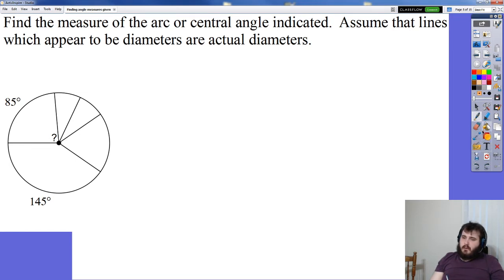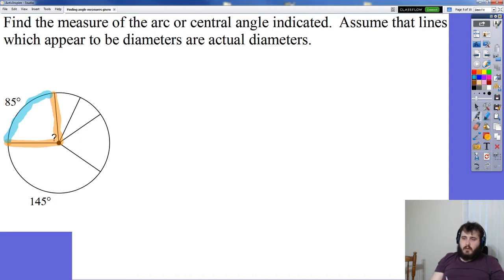Okay, so what we're going to do now is we're going to do the exact same thing as we just did. First, let's identify the angle we're trying to find. And now that we've found that angle, we're going to look for the arc. Let's pick a different color. Well, that's this arc, right? This arc is right here. It's 85 degrees. So what does the angle have to be?